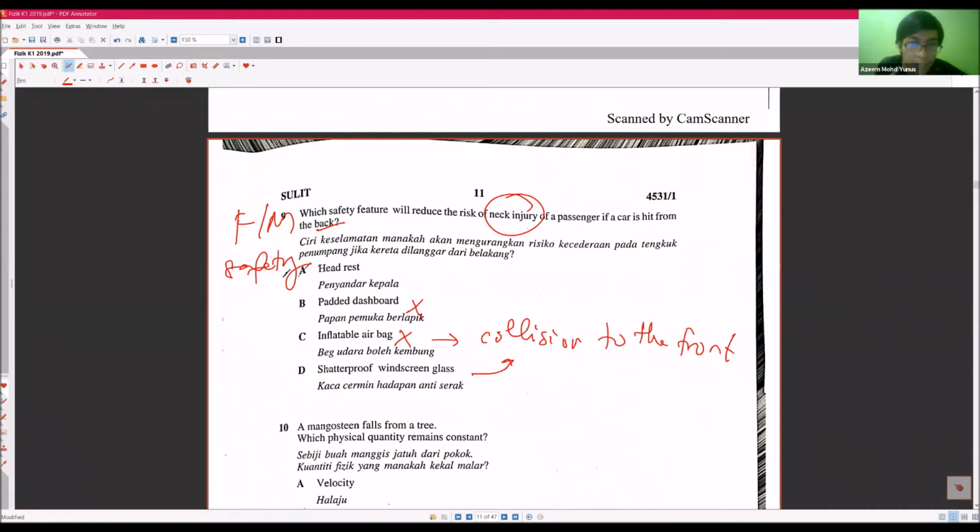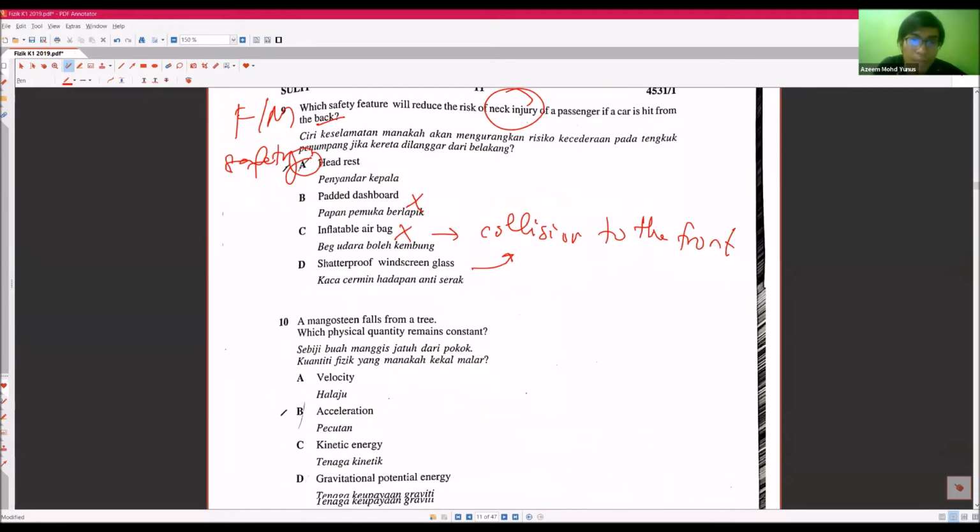Shatterproof windscreen glass is also for collision to the front. So basically, it's the headrest. It prevents our neck from falling backwards excessively, which can cause damage to the neck. So it just stops the neck when it happens. So the answer is A.